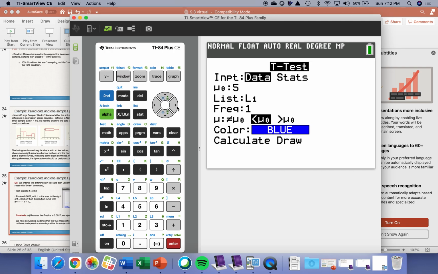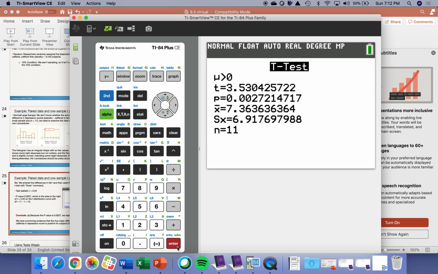Okay, so I have data. My null hypothesis is 0. My data is actually in list 3, so I'm going to highlight list 3. And I'm looking for greater than my null hypothesis. And then I hit calculate. Boom. And you'll see I get a test statistic, or a t-score, of 3.53, which is very big, and a p-value of 0.0027, which is very small. Okay? And my degrees of freedom here, because I have a sample size of 11, my degrees of freedom is 10. So this is how I would get my p-value and my test statistic.